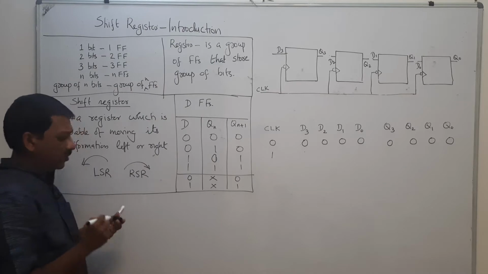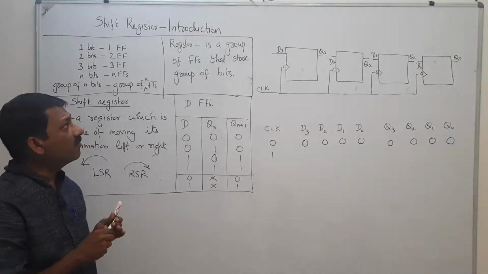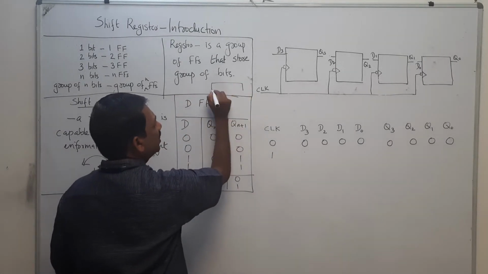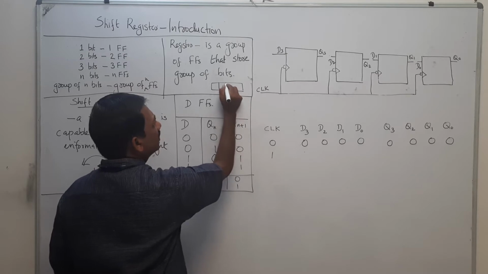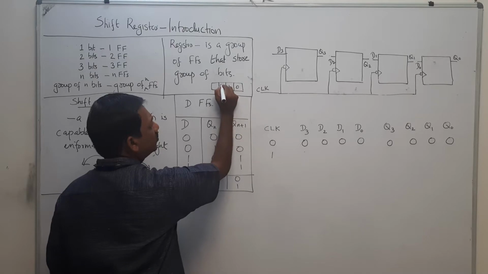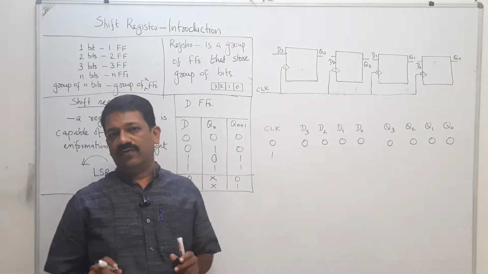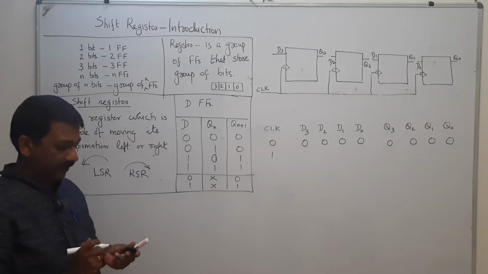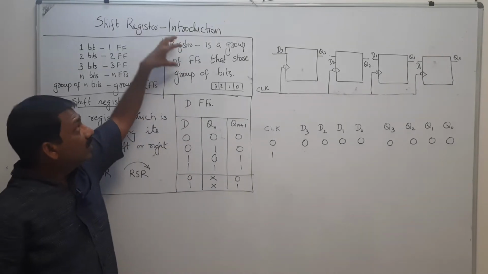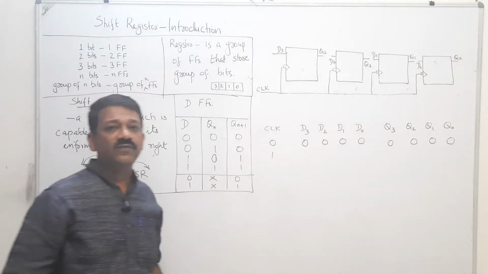Now, what's a register? A register is a group of flip-flops that store a group of bits. For example, suppose this is a 4-bit register. Here you have 4 bits: 0, 1, 2 and 3. Here we have a set of 4 flip-flops. Usually for constructing registers we use D flip-flops.